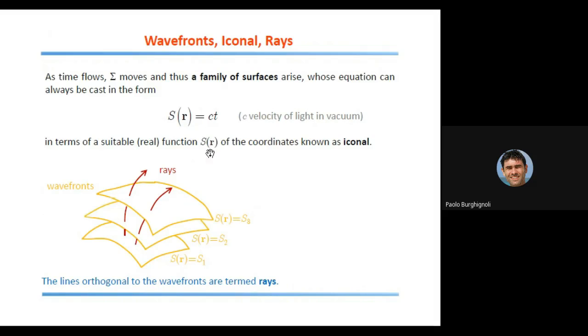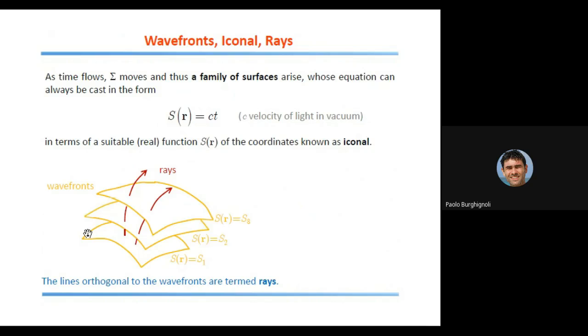Now, this function we have introduced to write down the Cartesian equation of the wavefronts is known as the Iconal function, which comes from the Greek word icon, which means the image, because it's the fundamental quantity to be studied in optical systems which form images. Here you can see a simple drawing with three surfaces in which the iconal is constant, which are the wavefronts at different times. And by definition, the lines orthogonal to those wavefronts are the rays. So here we introduce the concept of an optical ray.